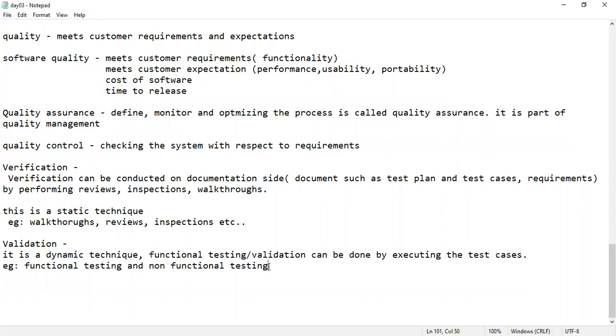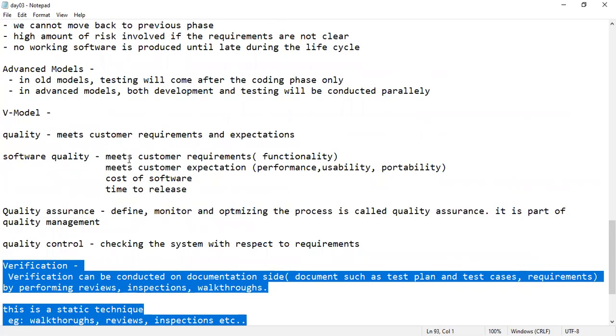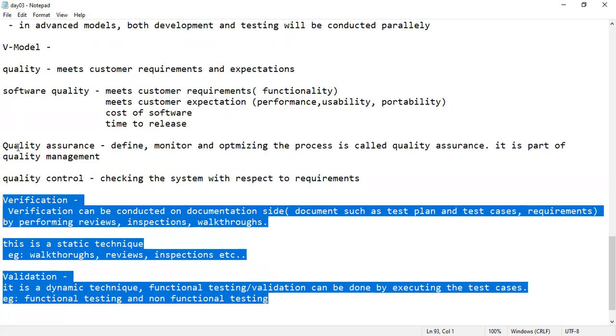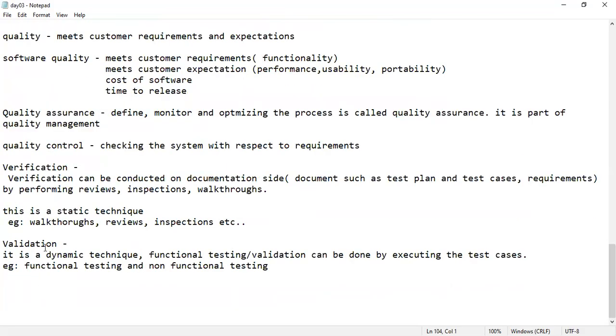Tomorrow I will ask you what is verification and validation. Please do some research on these two terms, and also the phases in the linear sequential model. And what is the difference between quality assurance and quality control? Okay, the actual concept is going to start now.